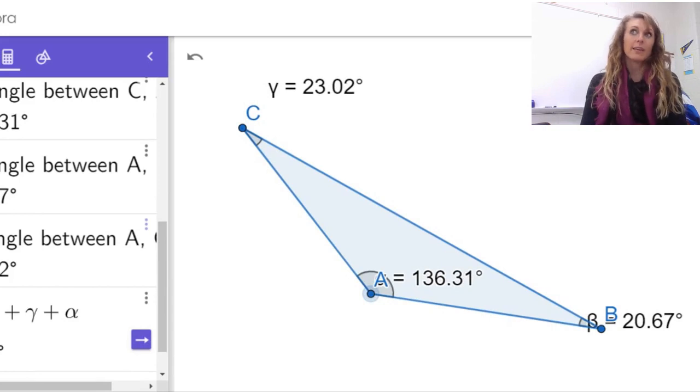So that's the first thing that we want to make sure we have down. That is just a fact of all triangles. In every triangle, the angle measures add to 180, and we call that the triangle sum theorem.